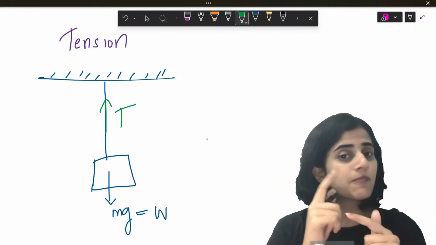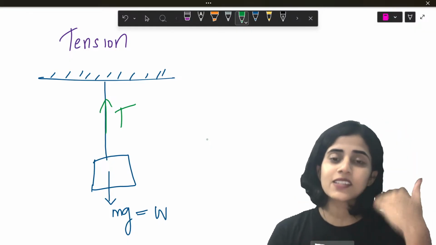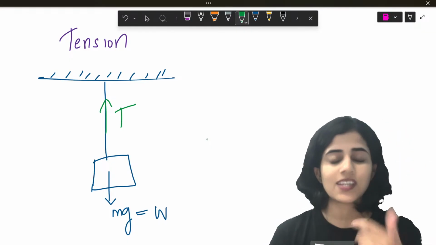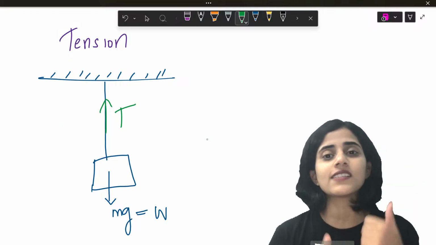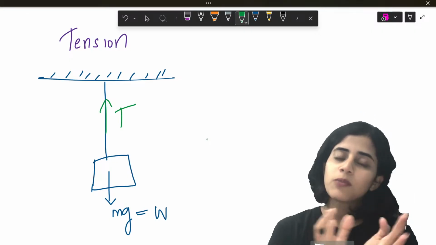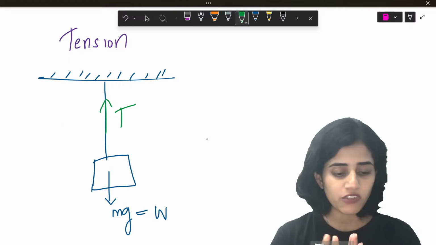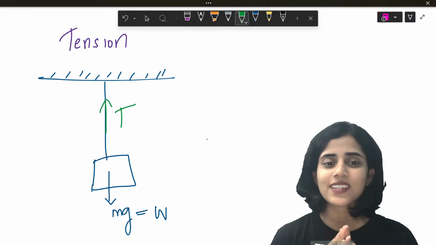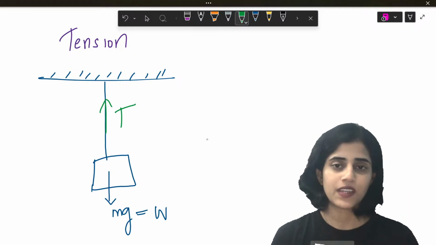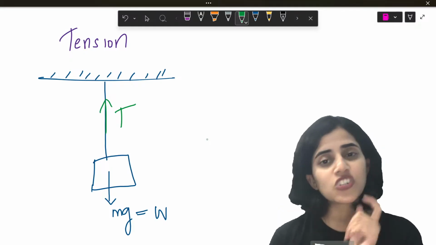Last class we learned balanced forces and unbalanced forces. So here tension and weight are balanced forces. They're equal and opposite in direction, so the total force acting on the block is 0. The block just stays where it is. Okay? So this is tension. Tension is the upward force experienced by a string.